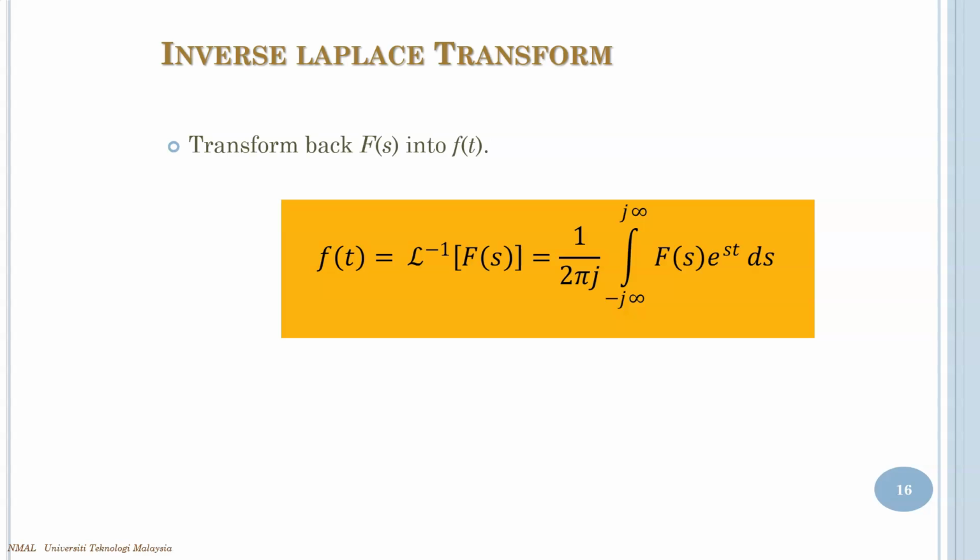In order to transform back the Laplace transform, we need to perform the inverse Laplace transform, to transform F(s) into f(t), which is the time domain. So this is how we write the equation: f(t) equals the inverse Laplace transform of F(s). L minus 1 here shows the inversion process, so you need to put this symbol to show that you are doing inverse Laplace transform. When we want to do it in terms of integration, we multiply by 1 over 2 pi j, and then integrate between negative j infinity and j infinity F(s) exponent st ds.